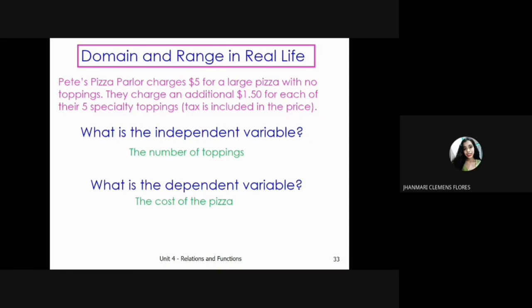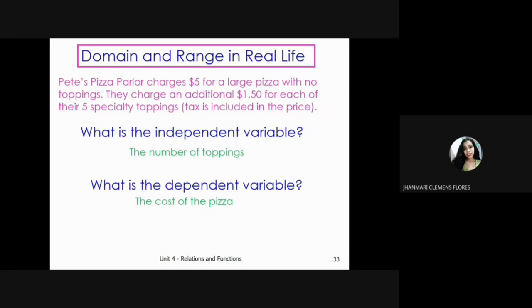So the cost of the pizza depends on the number of toppings. Let's say this is 1.50, you want 10 toppings, and if we multiply this by 10, it's going to be 15. $15 is the only price for the toppings. We haven't discussed the $5 for the large pizza. 15 plus 5 is just a usual $20 pizza. Some restaurants do that. So yes, you can use domain and range in real life.